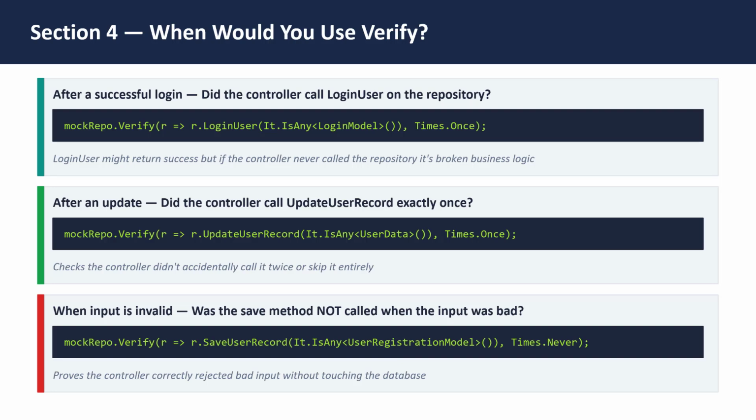Without verify, a clever but broken controller could return a hard-coded success without ever checking credentials. Second, after an update, did the controller call update user record exactly once? This catches bugs where it gets called twice by accident or skipped entirely due to a logic error. Third, when input is invalid. This is times.never. If someone sends bad data to the registration endpoint, you want to prove the controller rejected it without touching the database at all. Assert can't prove absence. It can only check what came back. Verify can prove the negative. And you'll see all three of these patterns across the tests that you write this semester.